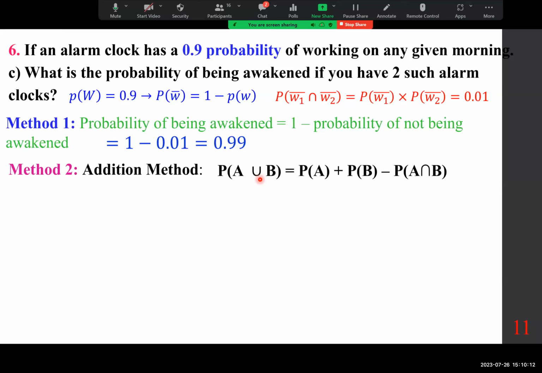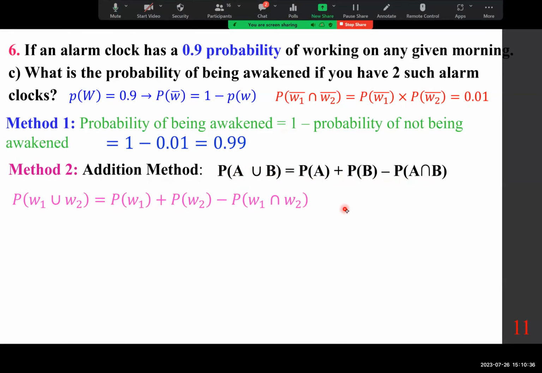The probability of A union B is probability of A plus probability of B minus the probability of A intersection B. We have already discussed this. This is called the addition method. Now we are going with two alarm clocks and the probability of W1 union W2. So you're going to change the A to W1, B to W2, and you get this one.